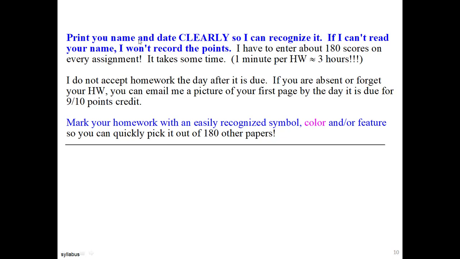Now, when you turn in your homework, print your name clearly. Okay? If I can't read it, I'm not going to record the points. I have 180 scores to record. That takes quite a while to enter them into Excel. If I just spend 1 minute per page per homework, that's 3 hours right there.